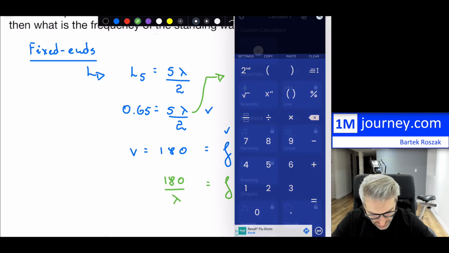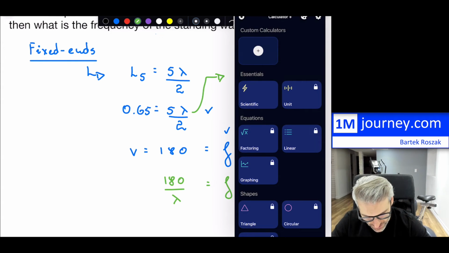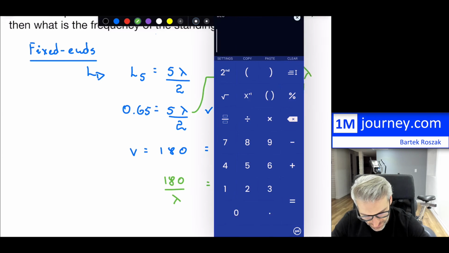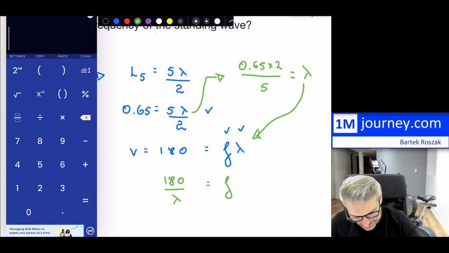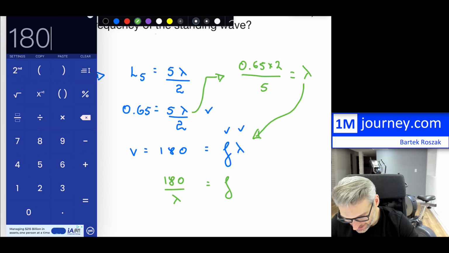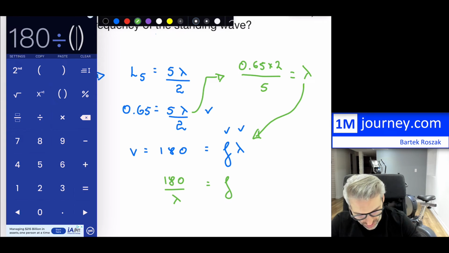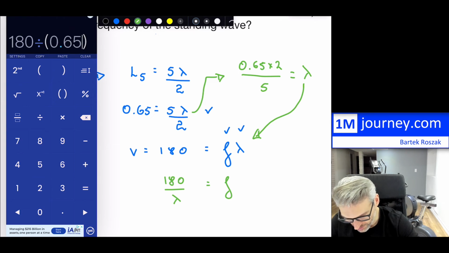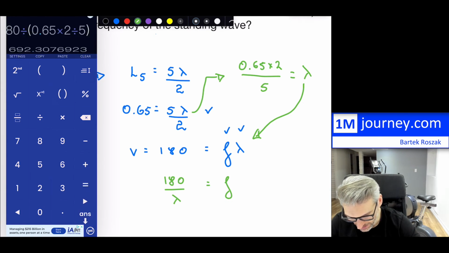All right, so let's do that on a calculator. So I'm going to pop this up. Okay, let's shift it over. And let's see what this is. So 180 divided by, I'm going to put all of that in brackets so I don't have to do the computations twice. It's going to be times 2 and divided by 5 equals.